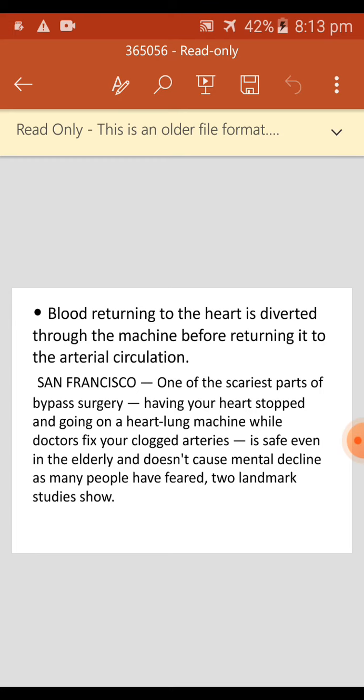One of the scariest parts of bypass surgery, having your heart stopped and going on a heart-lung machine while doctors fix your clogged arteries, is safe even in the elderly and does not cause mental decline as many people have feared, two landmark studies show.